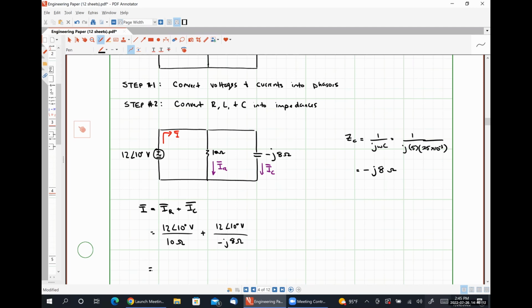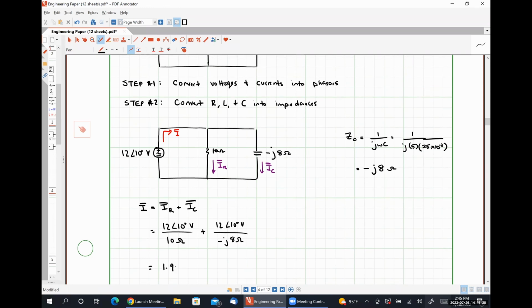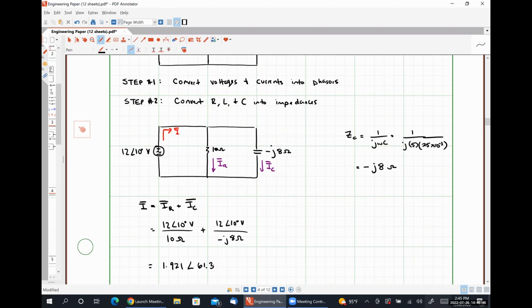And now I'm just going to throw this into my calculator. I have 12 angle 10 over 10 plus 12 angle 10 over minus 8j. I is equal to 1.921 angle 61.340 degrees amps.